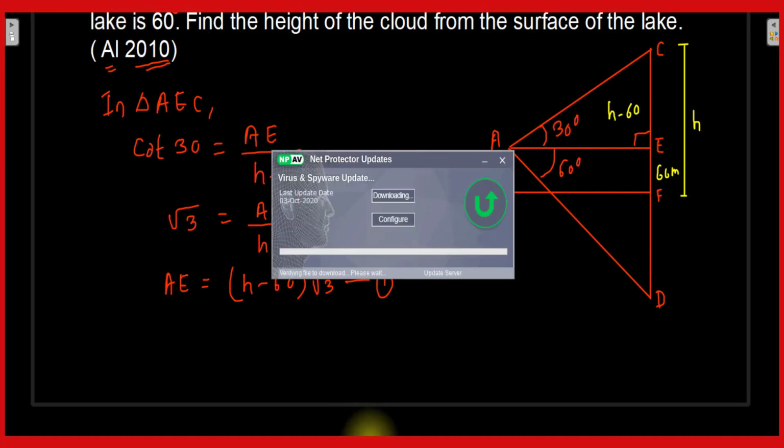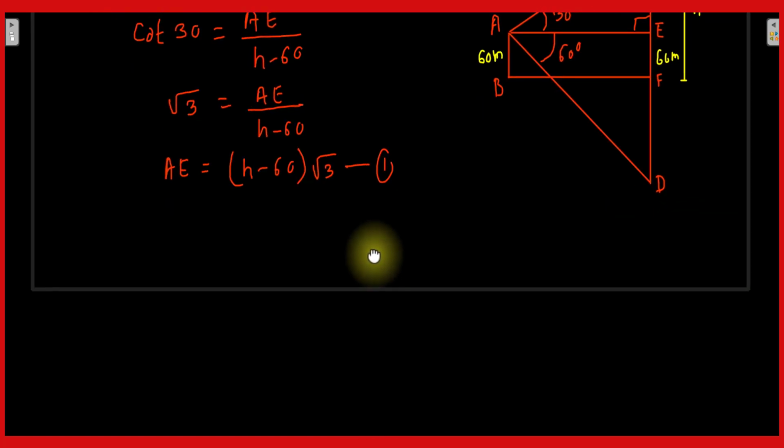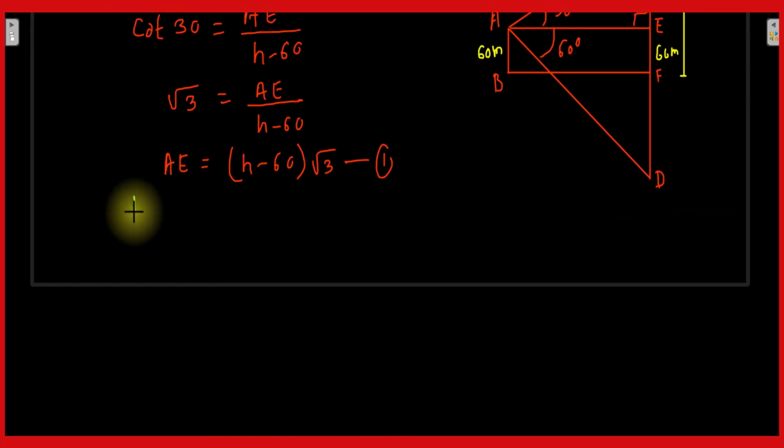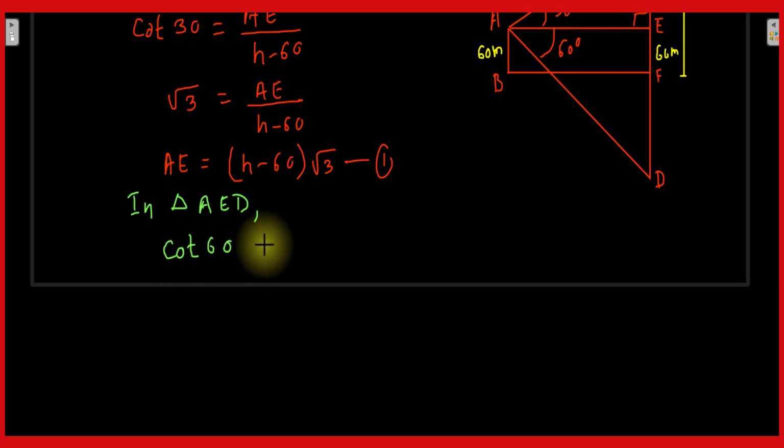So in triangle AED, cot 60 is equal to adjacent upon opposite. Adjacent is AE and opposite is ED. So cot 60 is equal to H minus 60, close the bracket, into root 3. This is the AE which we have got here, that AE is equal to H minus 60 multiplied by root 3, upon this ED. ED will be what?